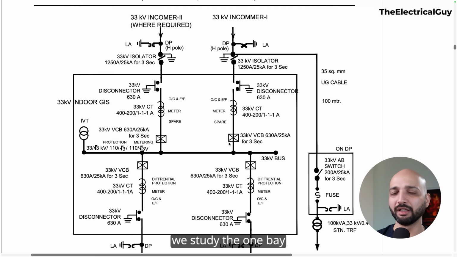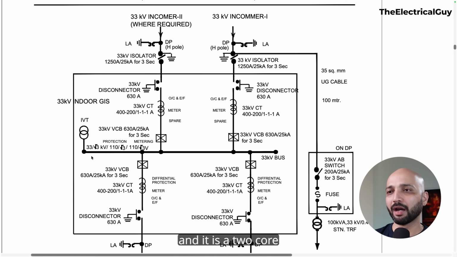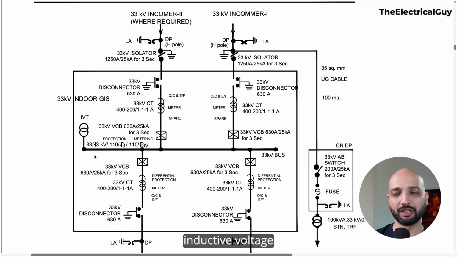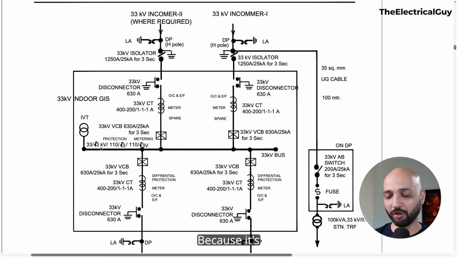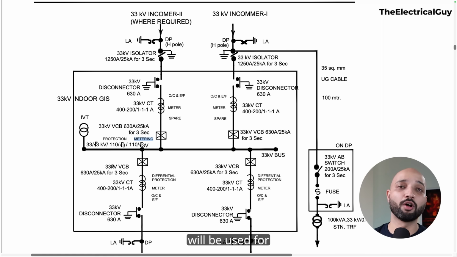So even if we study the one bay, the other bay will be easy for us to understand. It's perfectly identical with each other. You can see we have also connected an inductive voltage transformer here, IVT, and it is a 2-core inductive voltage transformer. Again, how can you identify that? You can see the details are mentioned here. On the primary side we have 33 by root 3 kV because it's a single phase device, and then at the secondary side we have 110 by root 3 and 110 by root 3. One will be used for protection, another one will be used for metering purpose. So we have 2 cores.